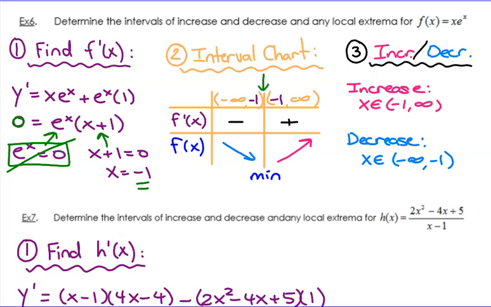So we stick it into our interval chart and we test using the first derivative test. And we're starting to notice that it goes in this kind of a shape and therefore you must have a minimum. So the increase is from -1 to infinity and the decrease is -infinity to -1. If you wanted to find the minimum, what you'd have to do is take that -1, sub it back into your original equation, and then you'd get the y value.